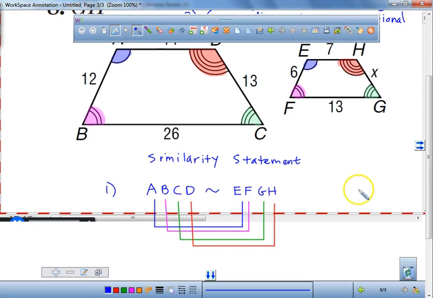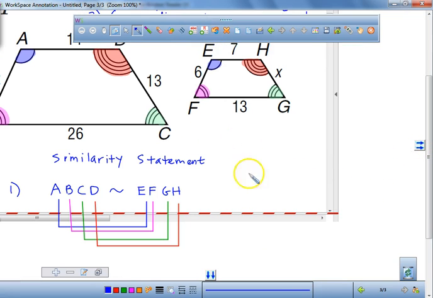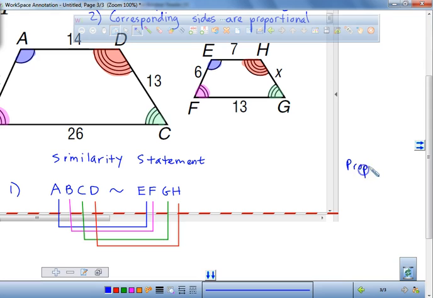Now, the next thing I want you guys to understand is, I want you to write over here, we're going to list all of the proportional sides. So right here, I'm going to write proportional sides. So we're going to list all the sides that are proportional. Now this is very, very easy. We're just going to go in the alphabet.